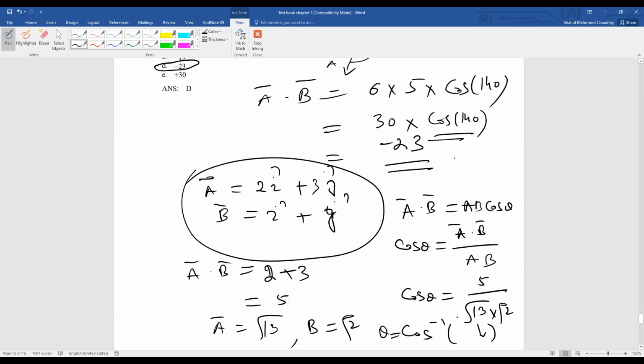So if the question is like two vectors are given and you have to find the angle between the two vectors, what will you do? You will apply the same formula and solve it. So this is all about chapter number 7. Now I want to start chapter number 8. So let's see chapter number 8.